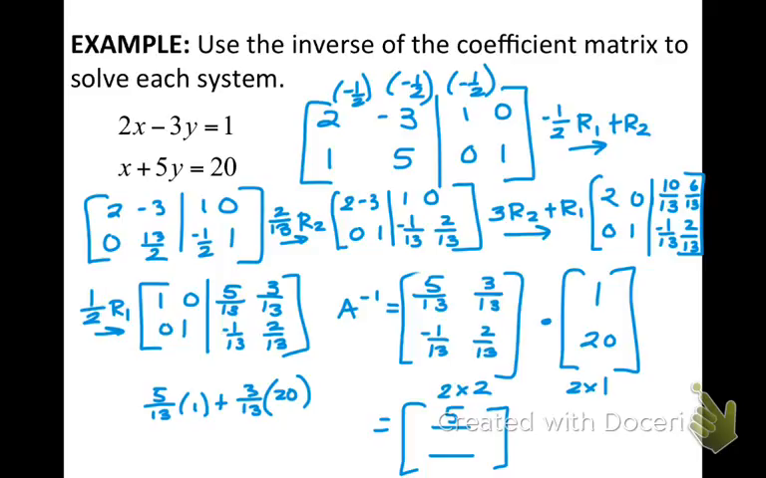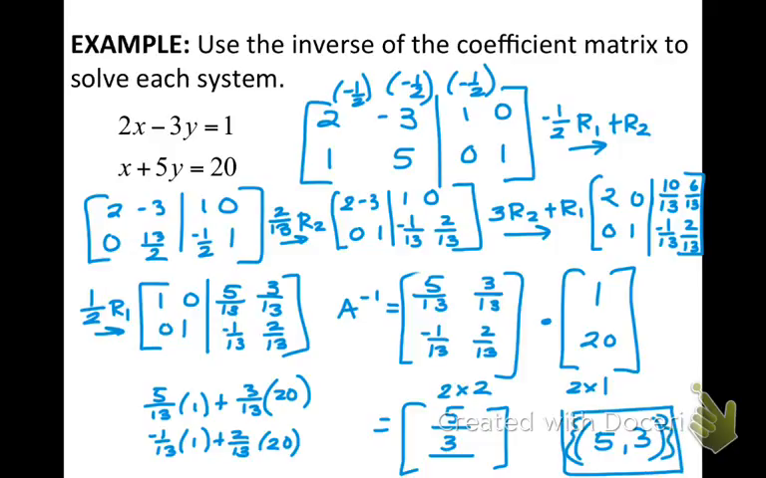Yeah. So now let's do the second row, column 1. So negative 1/13 times 1 plus 2/13 times 20, 3. So our solutions would be 5, 3. Is this easier than row operations? Personally, I don't think so. I think it's a lot of extra work to find the inverse, but there it is.